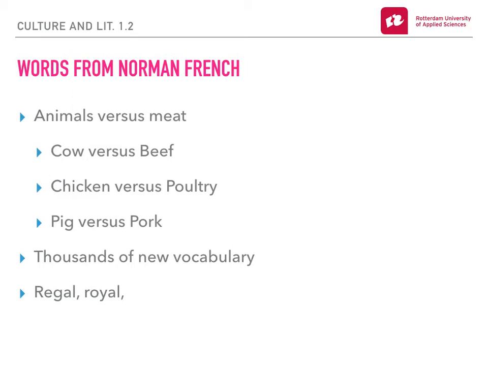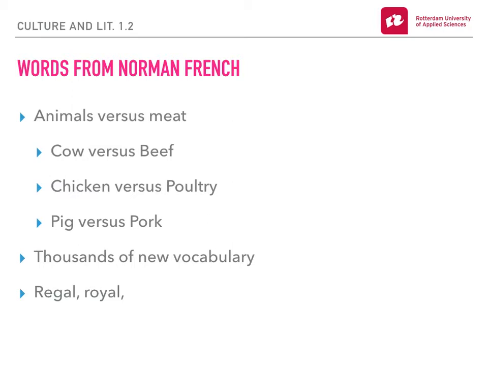The meat, though, we took from the Norman French word. So we have cow, and then we started using the term beef. Chicken, we started using the term poultry. Pig, we started using the word pork. We also have words like deer, and we started using the word venison. We also had a large and expansive new vocabulary, words like regal and royal, but then we still kept the Anglo-Saxon words like king.